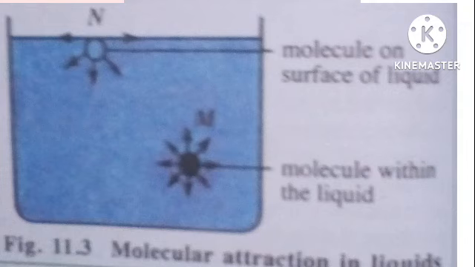Such molecules will experience a resultant force acting downwards at right angle to the surface. Because all molecules on the surface of the liquid experience this resultant downward pull, the liquid surface will always tend to shrink, thus making the surface area as small as possible. So the surface is therefore in a state of strain or tension, which we call surface tension.